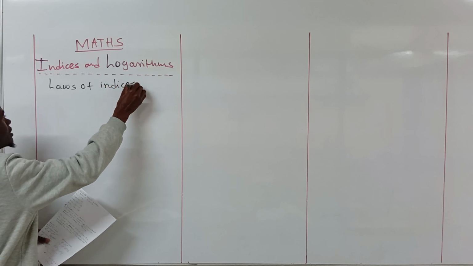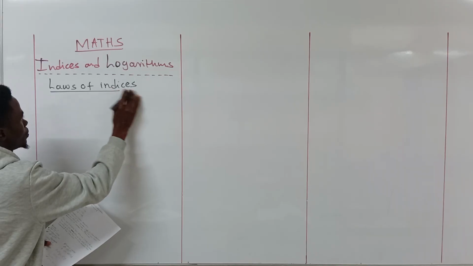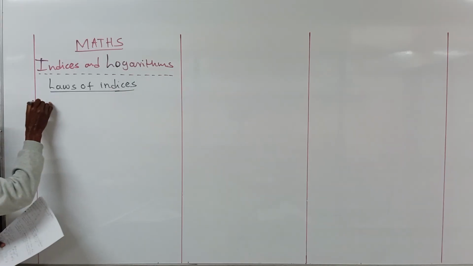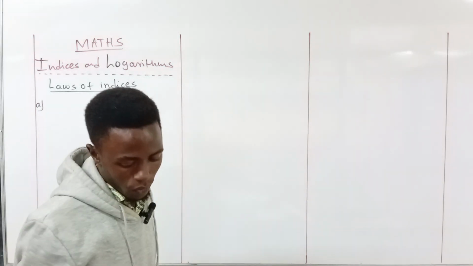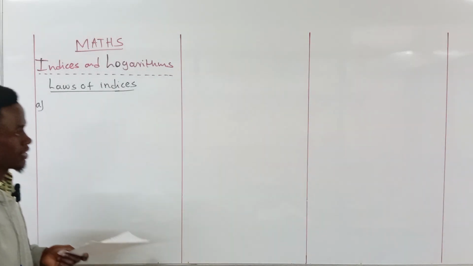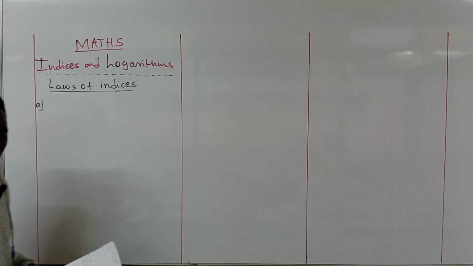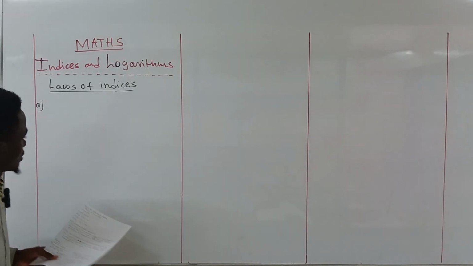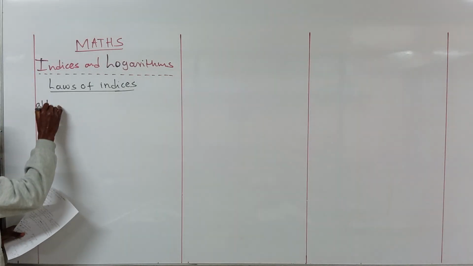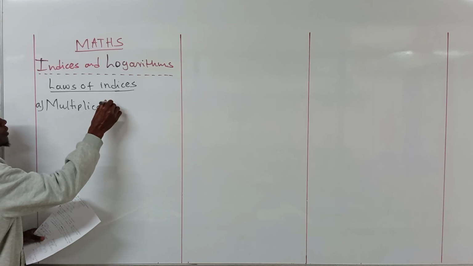The laws of indices are laws that are going to guide us as we do our calculations. Any arithmetic problem that involves indices, we are going to use our laws. So the first law is the multiplication law.